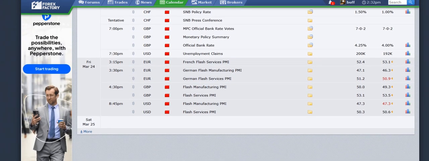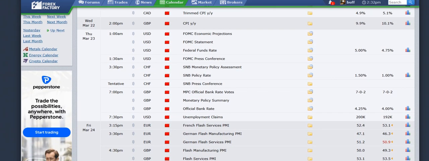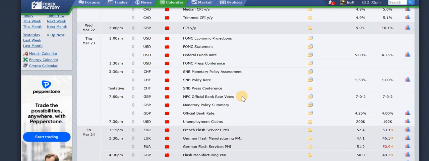Then on Friday, we've got all the flash services PMI numbers out of the European countries, France, Germany, and I think we've got the UK and the USD also. So that's all Friday. But Thursday's the big day. Be careful around the news, especially that big US interest rate move and the UK one.